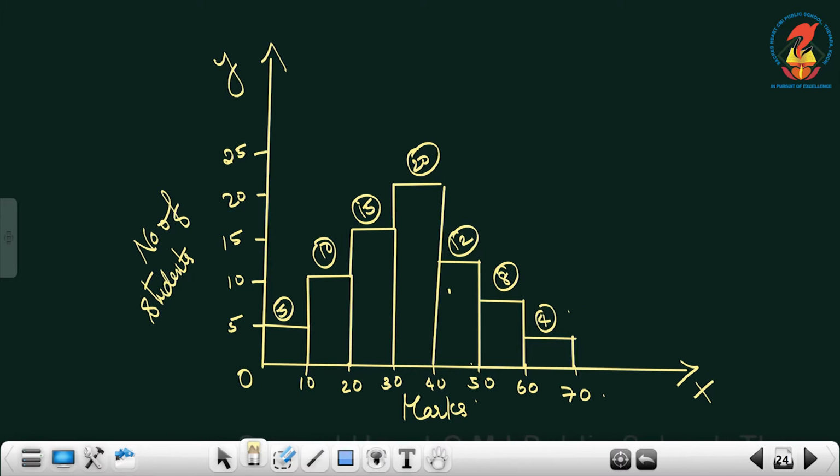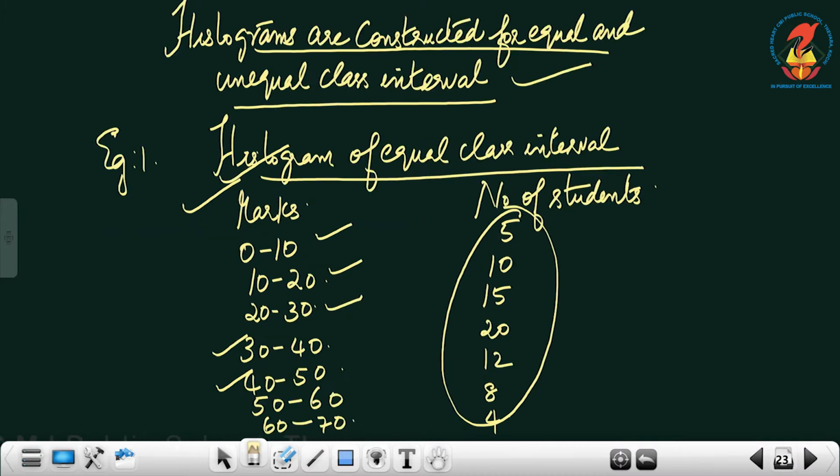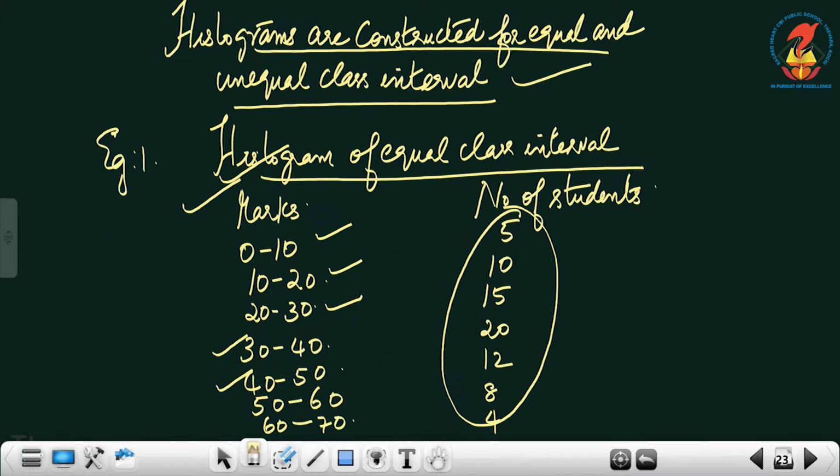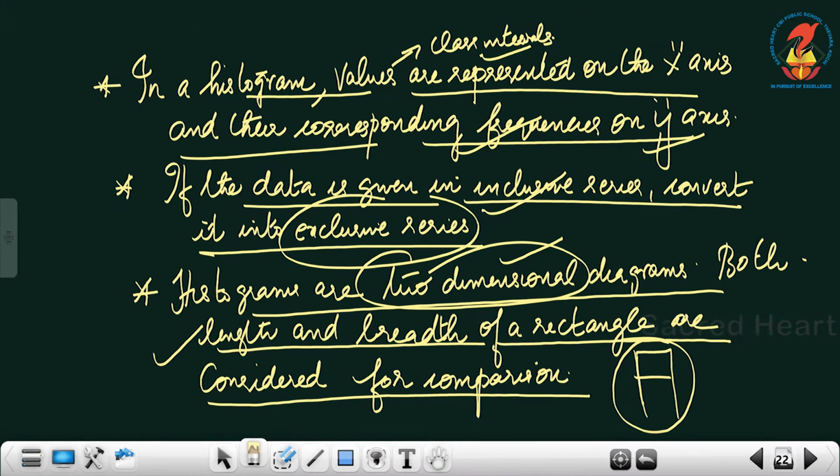This is how we have represented it, where marks are given on the x-axis and number of students is given on the y-axis, because we have already said that the frequency should be marked on the y-axis. Now with the information, I have marked it. Let us see what it is. 0 to 10, it is 5. 10 to 20, the value is 10.